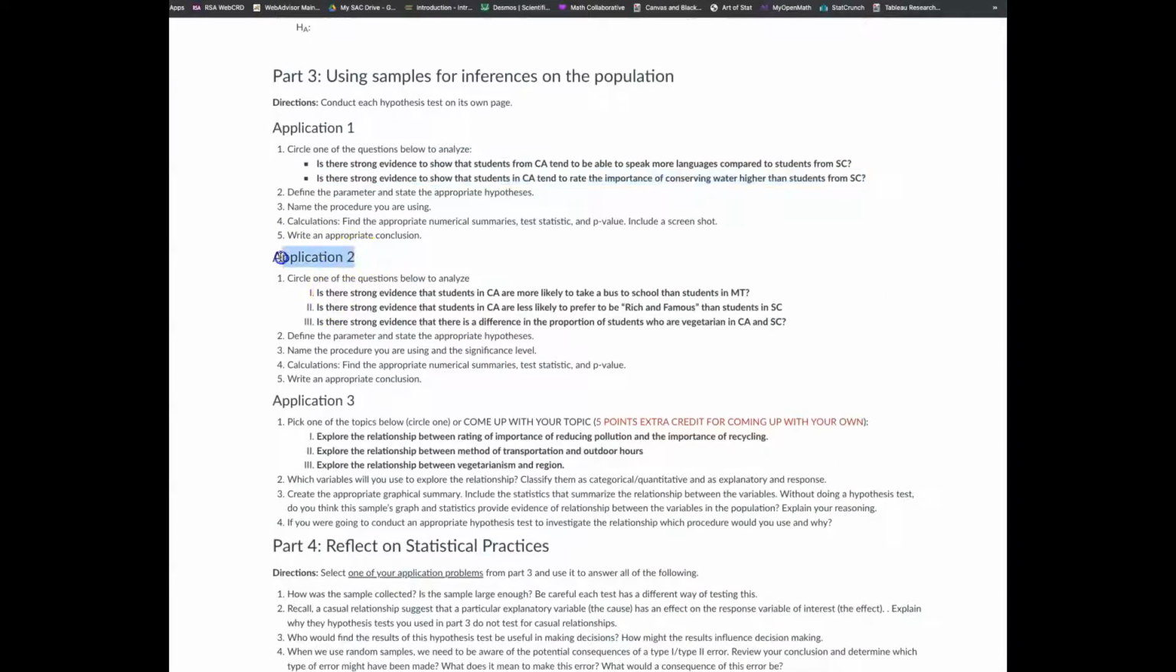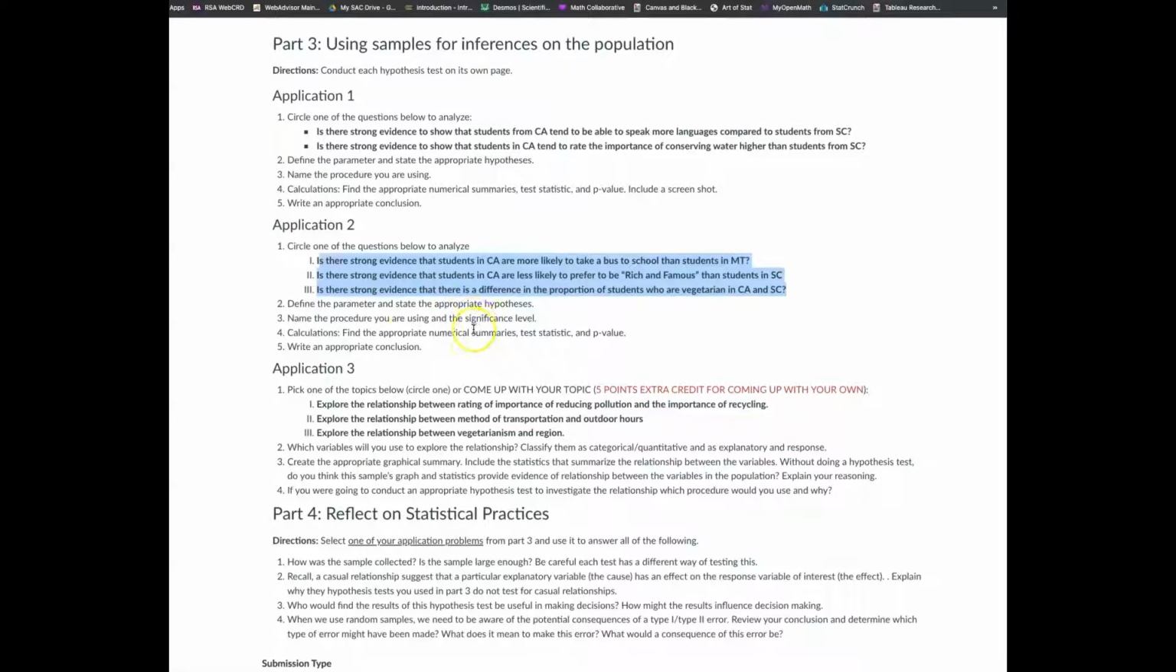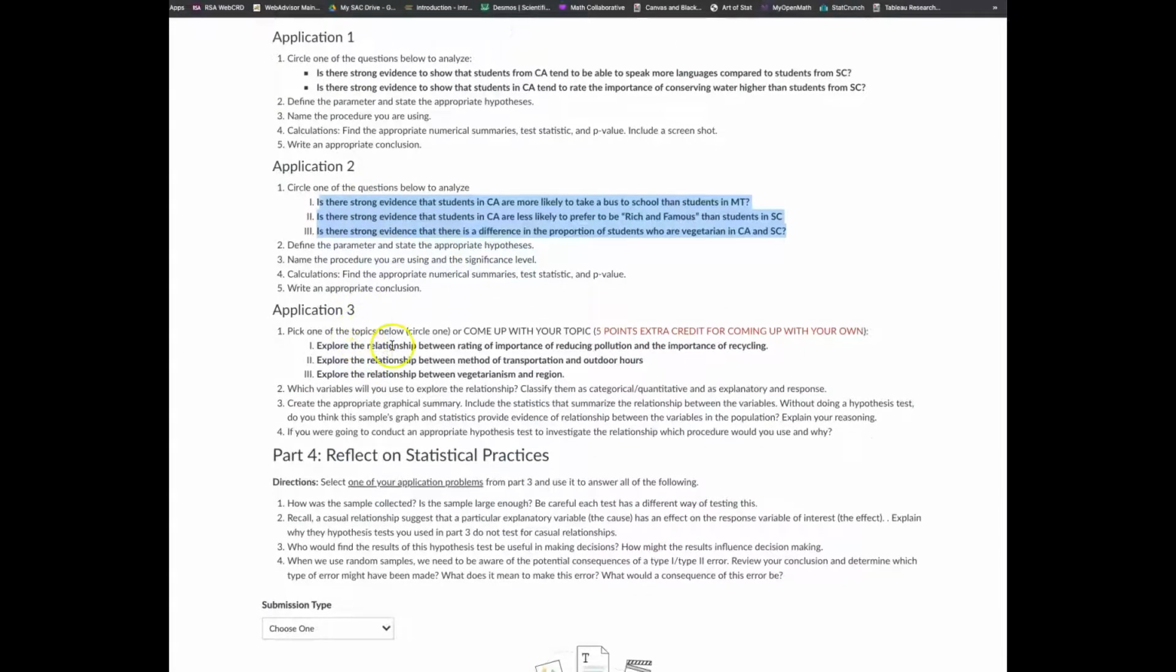And then you have application number 2, same thing. Here are 3 questions. You choose one of those questions to answer. Same process. Application 3, pick one of the topics below, and then you can answer the question again. Well, again, you're exploring a topic versus a question, right? And so you need to come up with how to figure out how to answer this question. How would you do that, right?